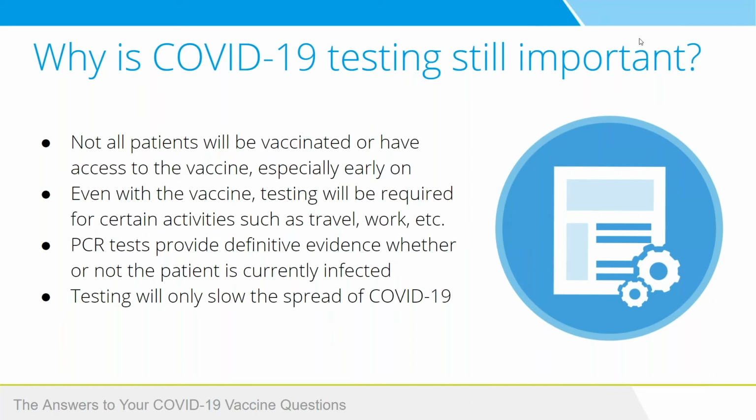And as far as testing goes, PCR tests, our DNA amplification tests, are what's known as the gold standard of tests in the industry. They're highly accurate. They're about 98.9% accurate. And when you need a test, they're usually the best way to get one.